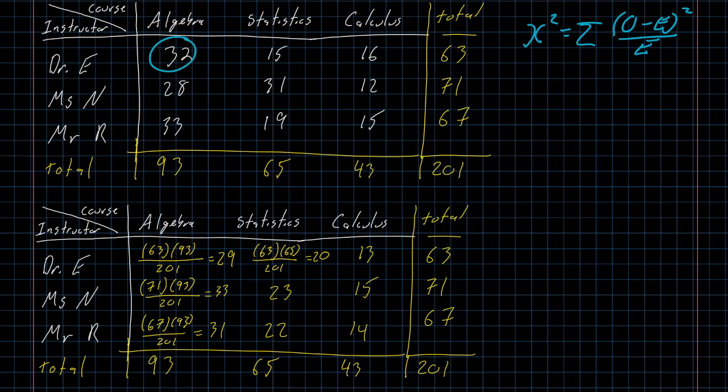So taking Dr. E for algebra, the observed was 32 and the expected was 29. 32 minus 29 is 3. 3 squared is 9. And 9 divided by 29 is something on the ballpark of 0.310. That's the number of decimal points we have for our comparison, so that's a good place to round.